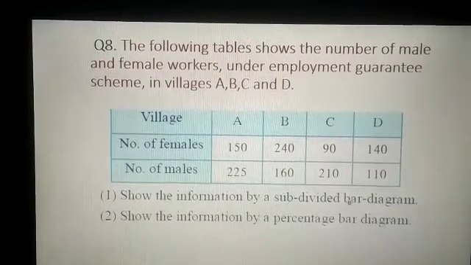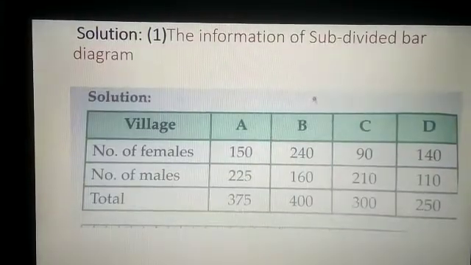So one by one we will see the solution of the first type of bar diagram, that is subdivided bar diagram. Now see, in villages A, B, C and D, number of females and number of males are given. So what we do, we will write down the total of all the villages first. Village A total is 375, 150 plus 225 is 375, and village B total is 400, village C total is 300 and village D has total 250. Let us fill this information in a bar graph.